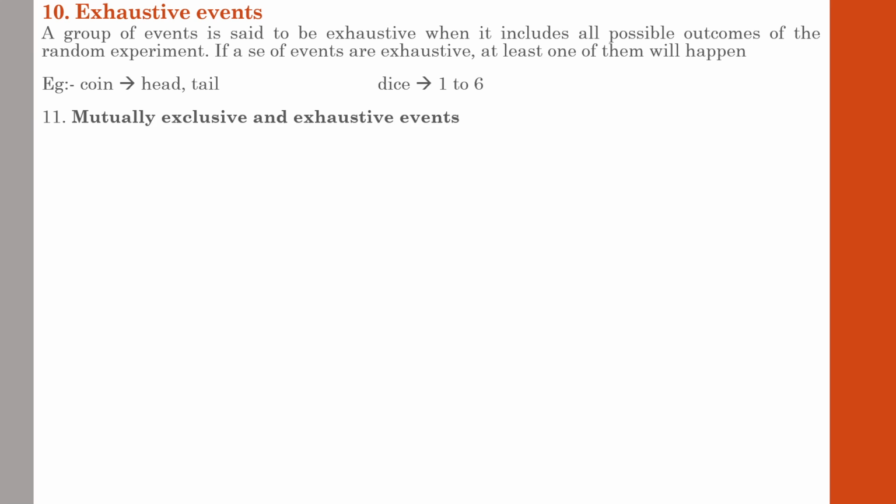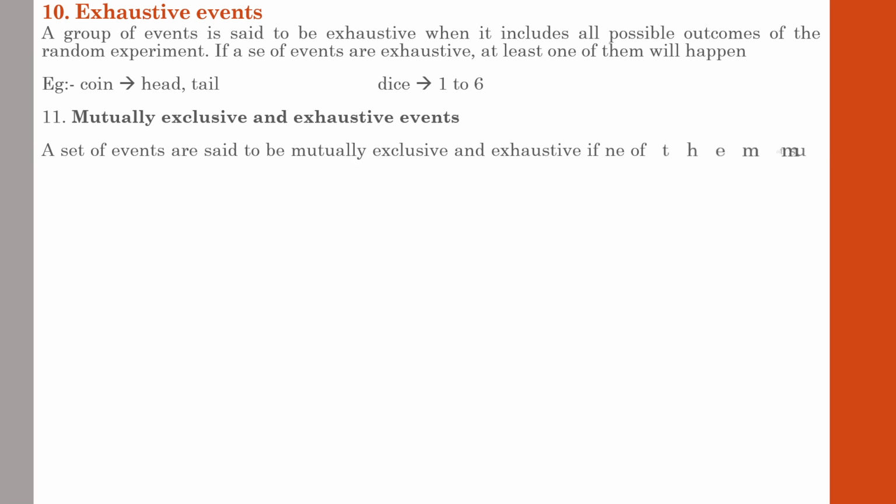Next one, mutually exclusive and at the same time exhaustive events. It is almost similar to the concept. In this case, mutually exclusive and exhaustive events are combined together. That is the concept. A set of events are said to be mutually exclusive and exhaustive if one of them must and only one can occur. Surely it will. If you toss a coin, head or tail, one will occur. That is for sure.